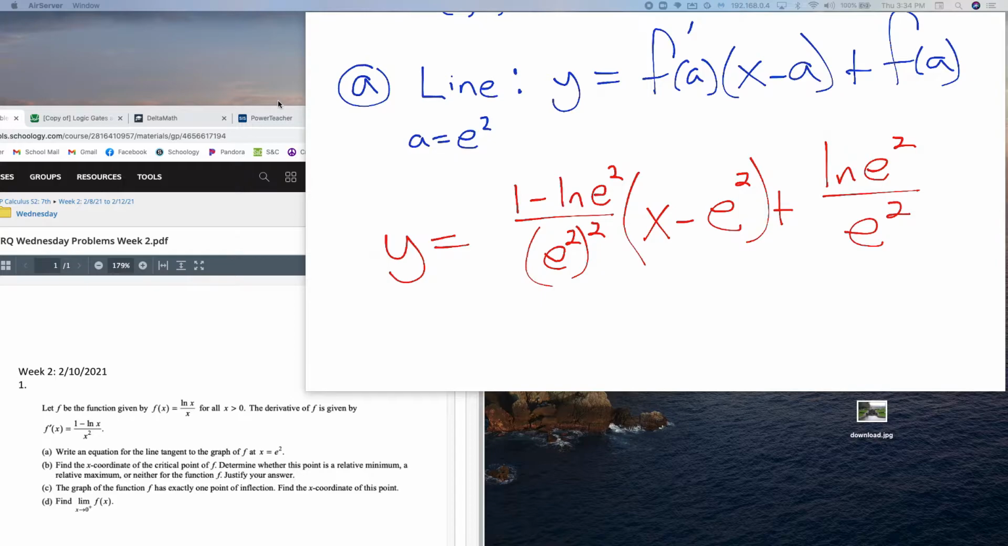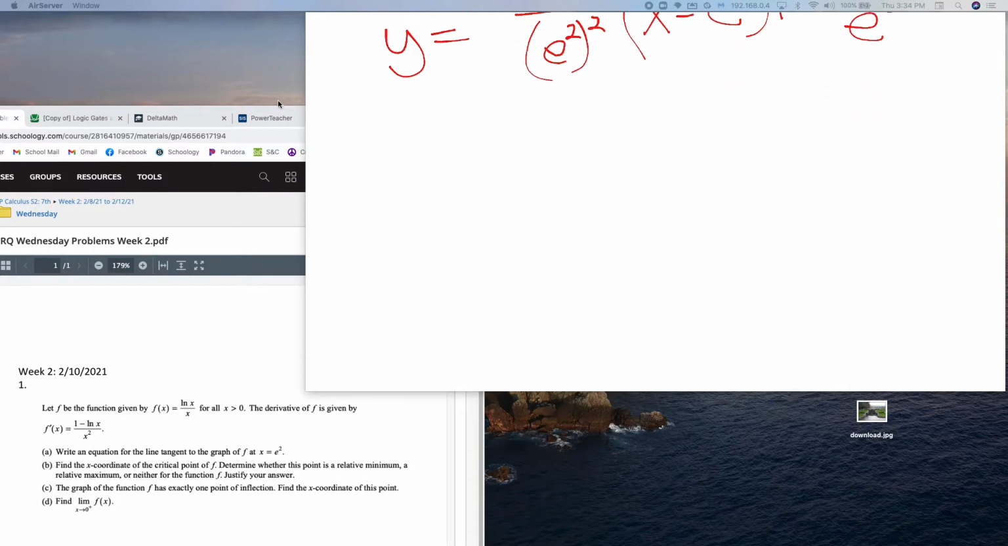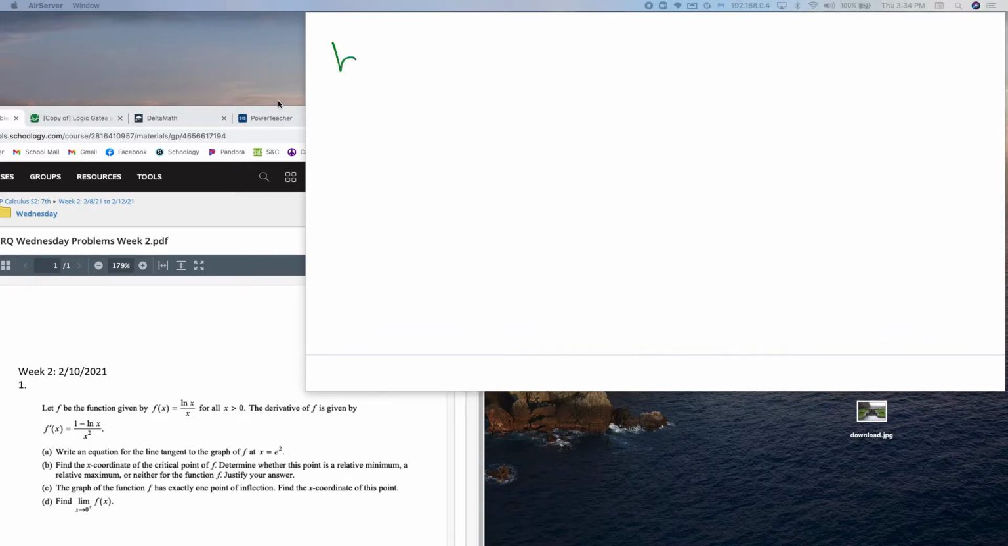Okay, let's look at part B. Part B says, find the x-coordinate of the critical point of f. Determine whether this point is a relative minimum, a relative maximum, or neither for the function.